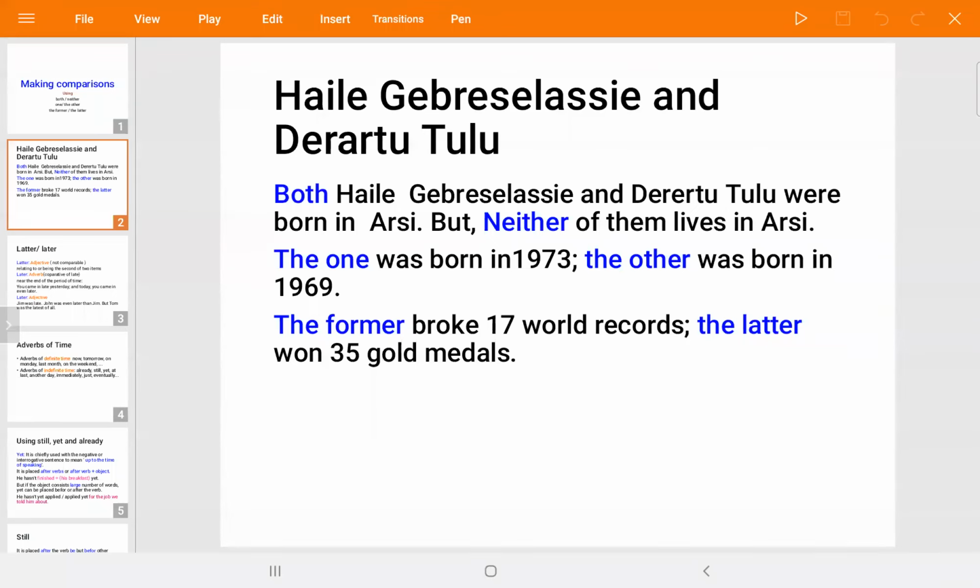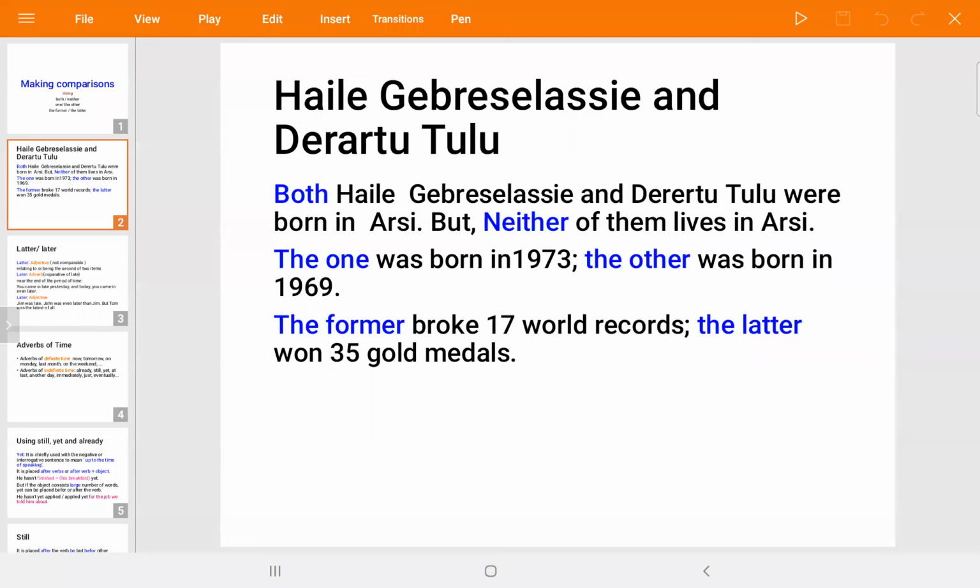Okay, the one and the other. The one was born in 1973. The other was born in 1969. Okay, the one, the other. These are already provided in your textbooks, anyways, so we're just having the discussion according to that.